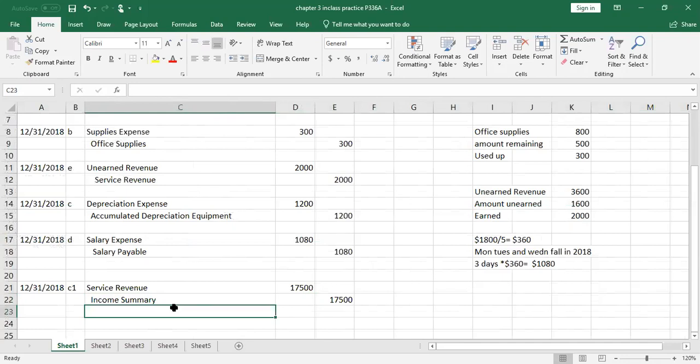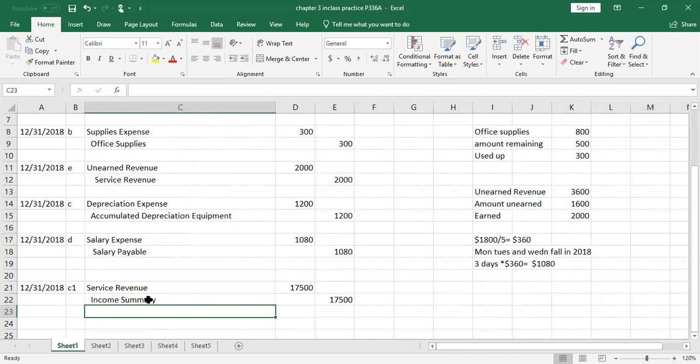So I'm going to create my income summary T account right now in my general ledger. And I'm going to post this to my T account. I'm going to debit service revenue, $17,500. Oh, and now it is a zero balance. Hip, hip, hooray. And then I'm going to come over to this new account I just created, income summary, and credit it for $17,500. So that's your very first closing journal entry.